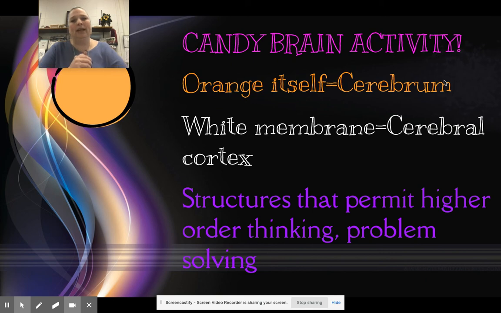Okay, at this point, I don't think we need to do notes on this. This is our candy brain activity. You are going to be creating a brain out of an orange and a lot of candy.